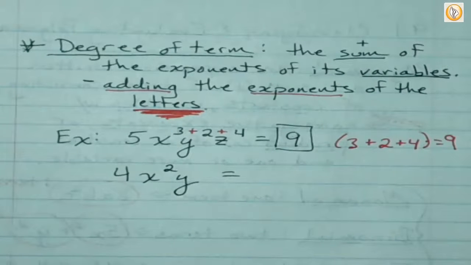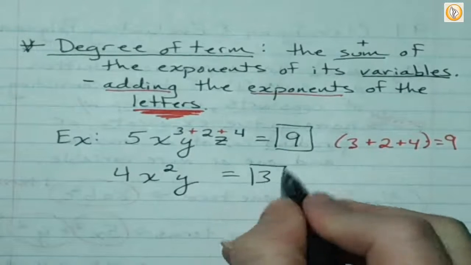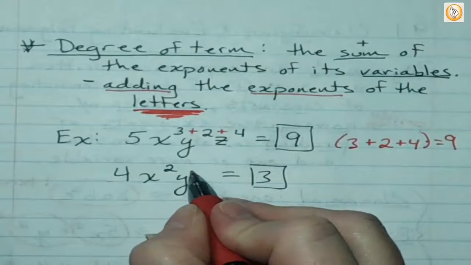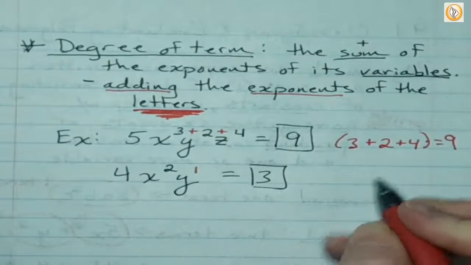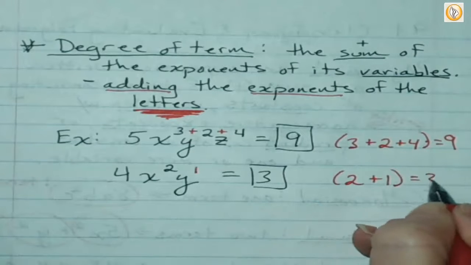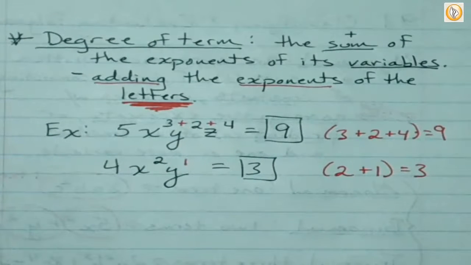Taylor? 3. Because we pretend that there's a 1 right here, and we're adding 2 plus 1 equals 3. Are there any questions? Cecilia?